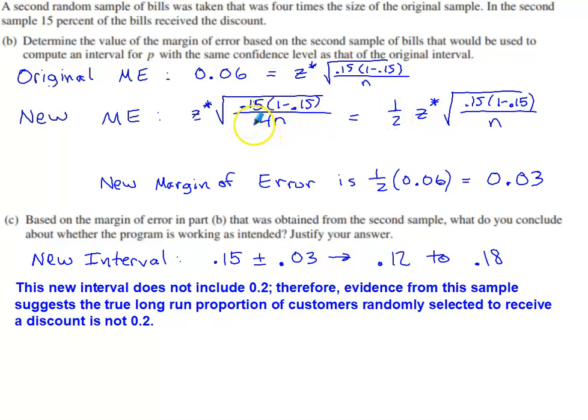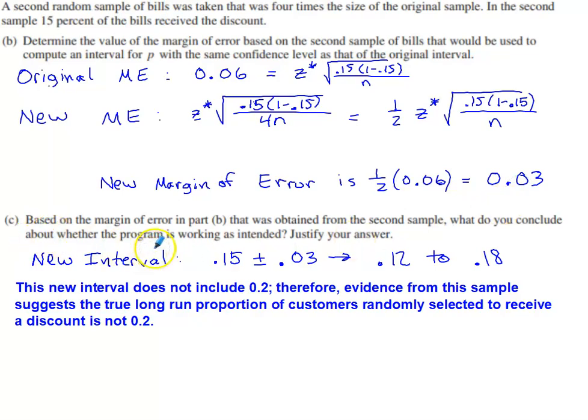The 4 is in the denominator, so when I take the root of it, it's got to stay in the denominator. I can bring that 1/2 out in front of this calculation that you see here, and what you'll notice is this original margin of error is now showing up right here. So how does the new margin of error change from the original? Well, it's going to be half of the original. So if I take that original margin of error of 0.06 and I multiply it by 1/2, divide it by 2, I get my new margin of error of 0.03.